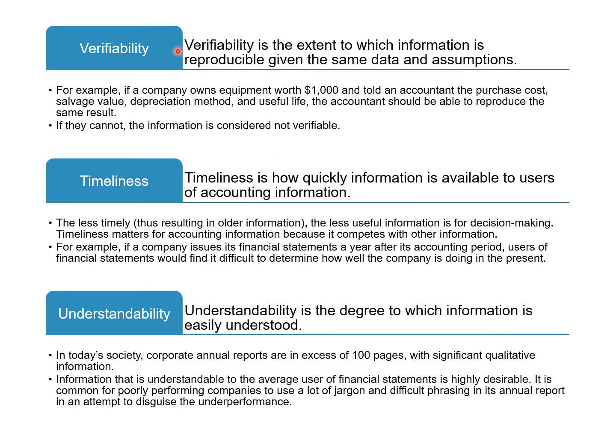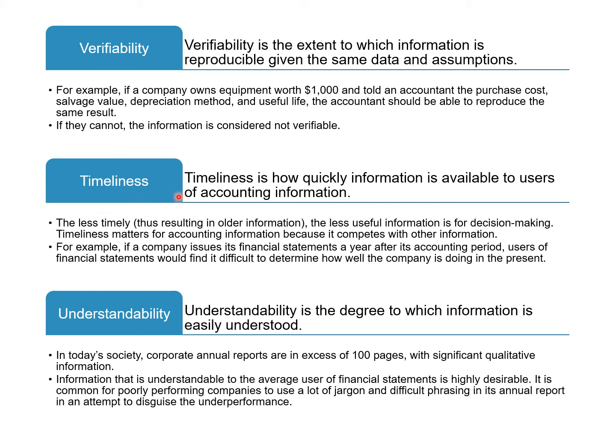Next, enhancing qualitative characteristic adalah verifiability. Benda yang boleh disahkan, information yang boleh disahkan. So, verifiability adalah the extent to which information is reproducible given the same data and assumption. Macam mana kita nak sahkan sesuatu perkara? Contoh dekat sini, kalau company tu dia ada equipment bernilai 1,000, lepas tu dia bagi tahu accountant dia, purchase cost, salvage value, depreciation method and useful life. Accountant tu boleh kira balik, okay, buat calculation yang keluar balik amount 1,000 tu untuk equipment. If they cannot, the information is considered not verifiable.